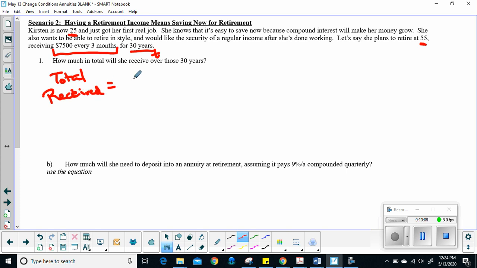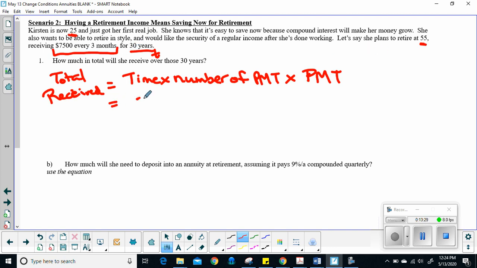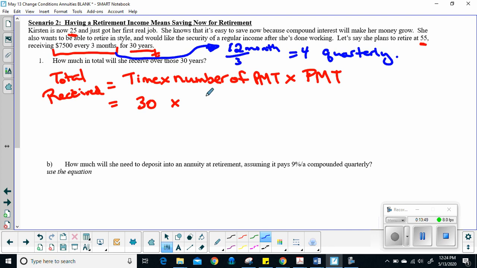So total received, well, that would be our time times our number of payments, right? Times however much money is in that payment. So while she's retired, she's assuming she's going to be retired for 30 years. And she's going to be getting this every 3 months. Let's think about that one here. Every 3 months. So if I have 12 months in a year, divide by 3. So she's getting this 4 times a year. Okay, so this is a quarterly payment. So times by 4.